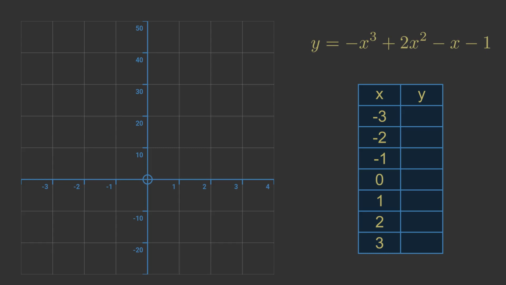This final curve has the equation y equals minus x cubed plus 2x squared minus x minus 1. The equation is different to the previous ones because the term in x cubed is negative. Here are the points on the curve. This time the curve starts with high values that decrease as the curve moves to the right. This is due to the x cubed term being negative.